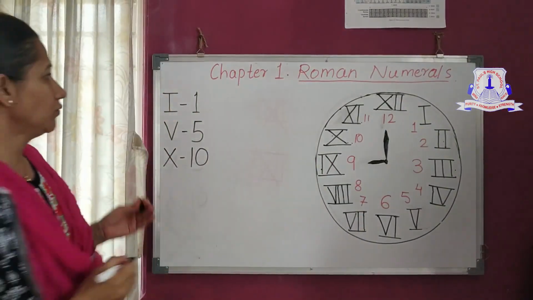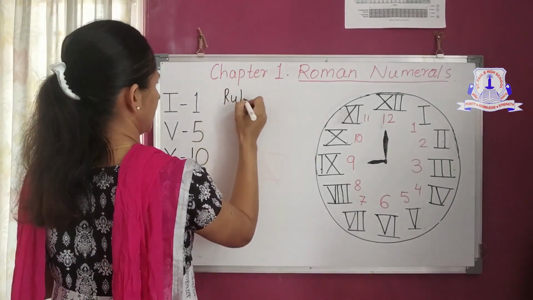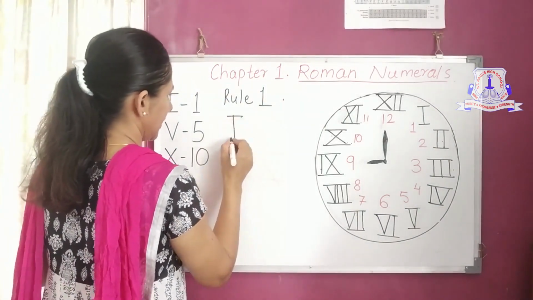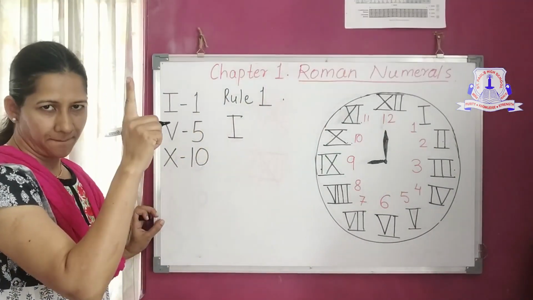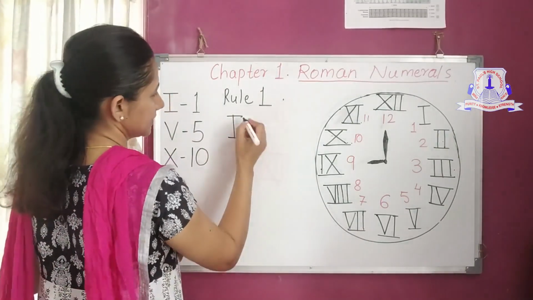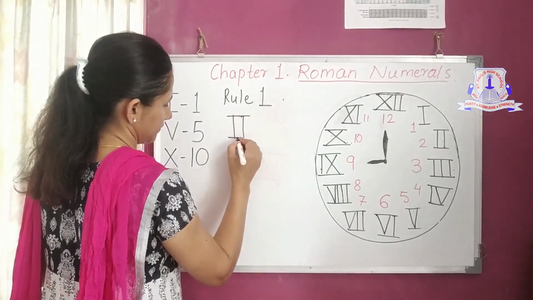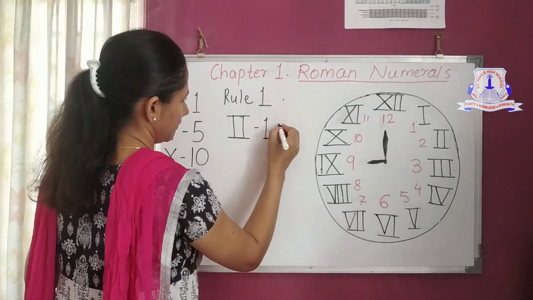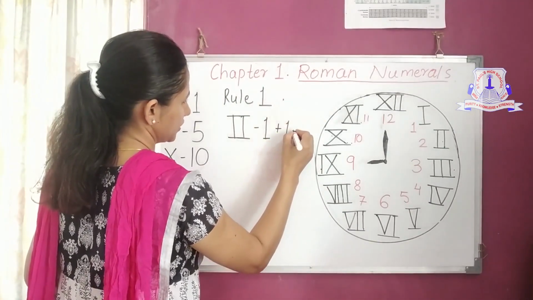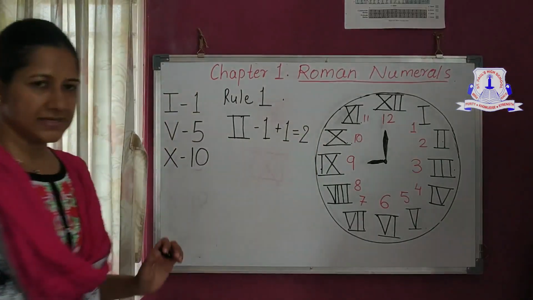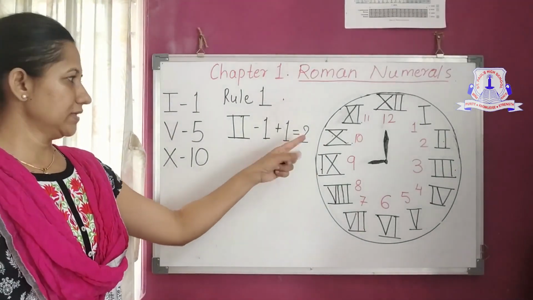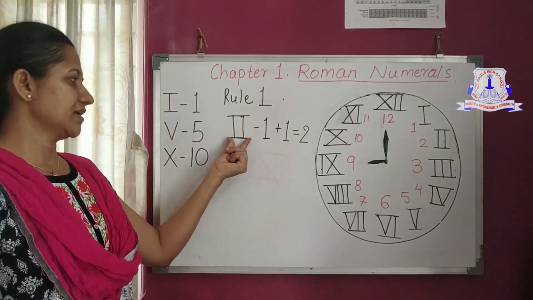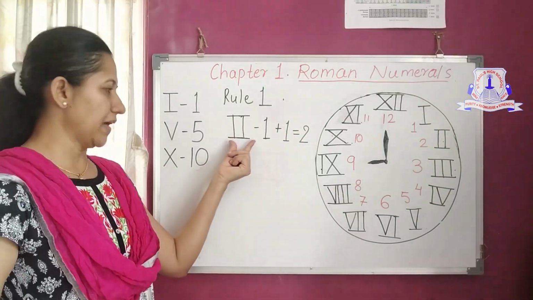So what does rule 1 say? Just as we know, this I is used to represent number 1. So what if we write this I 2 times? Then as per rule 1, this is 1 plus 1, which is equal to 2. So if you add 1 plus 1, you get 2. That's how the number 2 is represented by a Roman numeral in this manner.